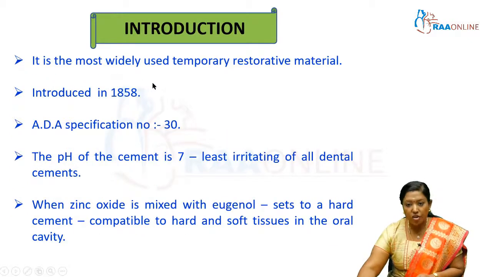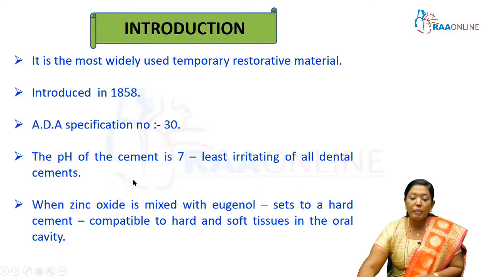So coming to the introduction, as I already told you, zinc oxide eugenol is a most commonly used temporary restorative material. It was introduced in the year 1858 and the American Dental Association specification number for zinc oxide eugenol is number 30. The pH of the cement is almost close to neutral pH, which is 7. So it is considered to be least irritating of all the dental cements.